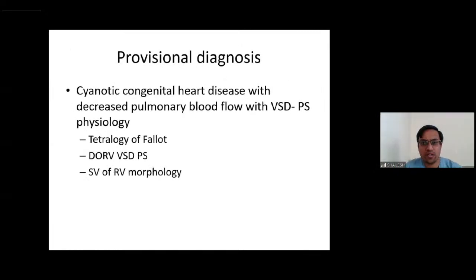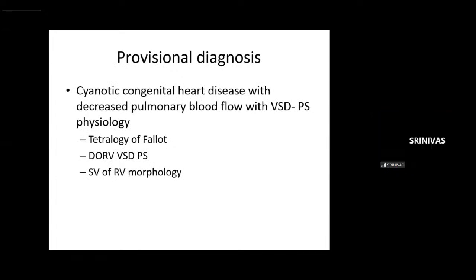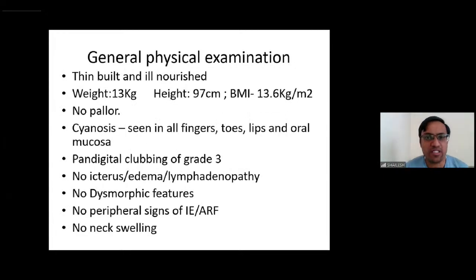Based on the presenting history, the provisional diagnosis is cyanotic congenital heart disease. Beginning with general physical examination, the patient is thin built and ill nourished, having a weight of 13 kg with height of 97 centimeter and BMI of 13.6 kilogram per meter square.